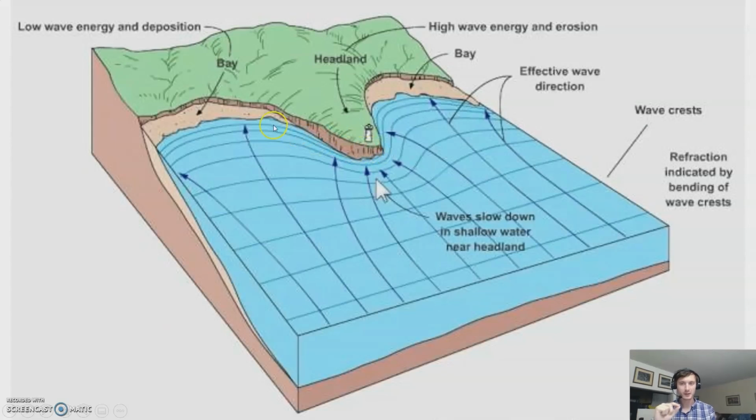As opposed to these other areas, the bays, which are the opposite, kind of protected, kind of inland here, right? You see the waves actually prefer to avoid it geometrically. So this is actually going to be a case of low wave energy and deposition, and down at the beach for these.